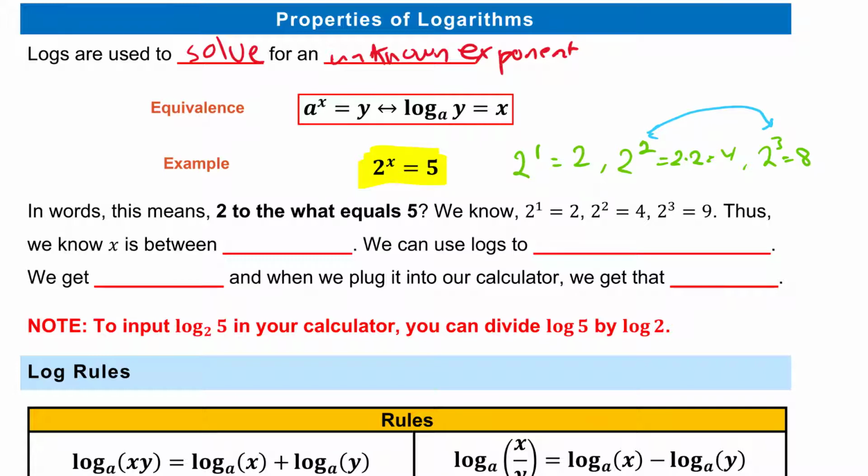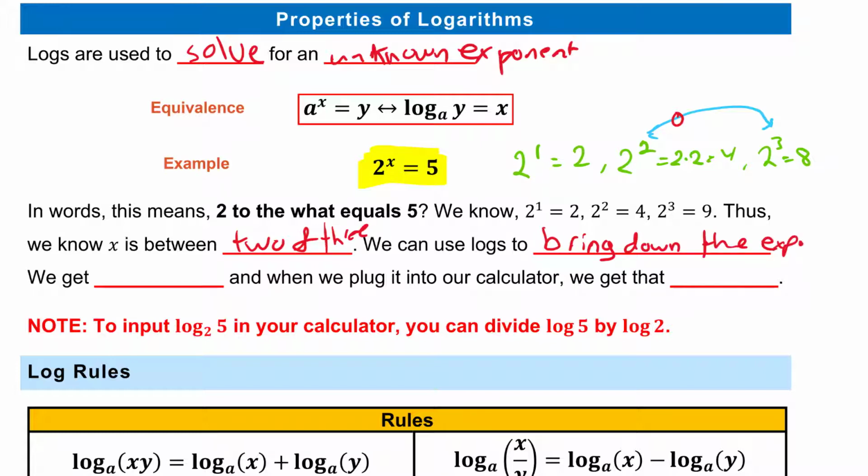So I can write that. It's somewhere between 2 and 3. Let me write this in red. So between 2 and 3. And again, the solutions are all going to be typed out in the description below, so don't worry about my writing. And we know it's probably going to be closer to the 2 than the 3 because 2 squared is 4 and 2 cubed is 8. And the whole point of logs is to bring down the unknown exponent.